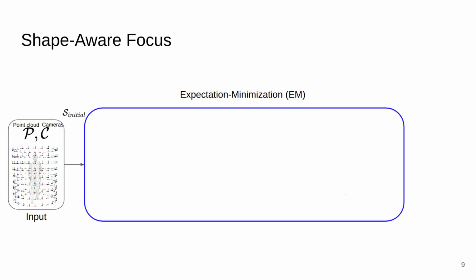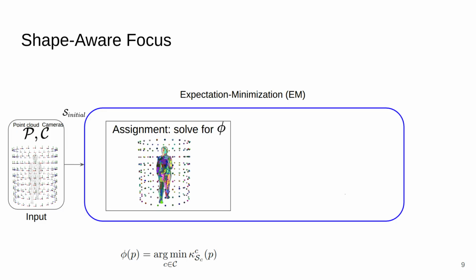The EM method consists of 2 steps. The first step is the assignment step. Given the focus distances, we would like to solve for an assignment that, for each point, finds the camera that the point is assigned to. This is solved for each point by finding the camera that minimizes the focus distance cost.